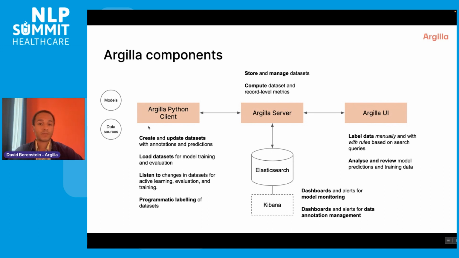Eventually, the data that you've created ends up within the Argilla server, which is a FastAPI REST API. That handles storing and managing the datasets, computes some dataset metrics on record level, and stores them within Elasticsearch, where they are nicely indexed. And using Elasticsearch as a backend allows the Argilla UI to freely move around within the data, defining queries, doing filters on metadata and these kinds of things.